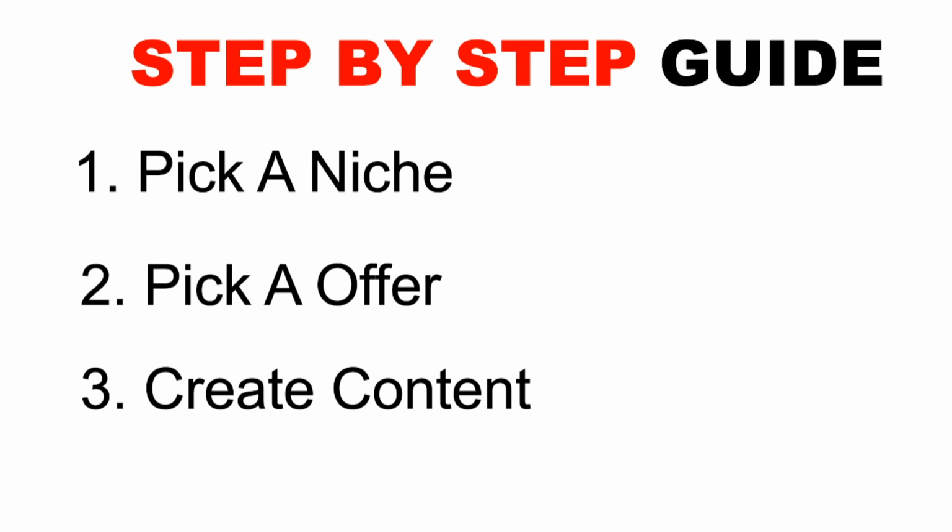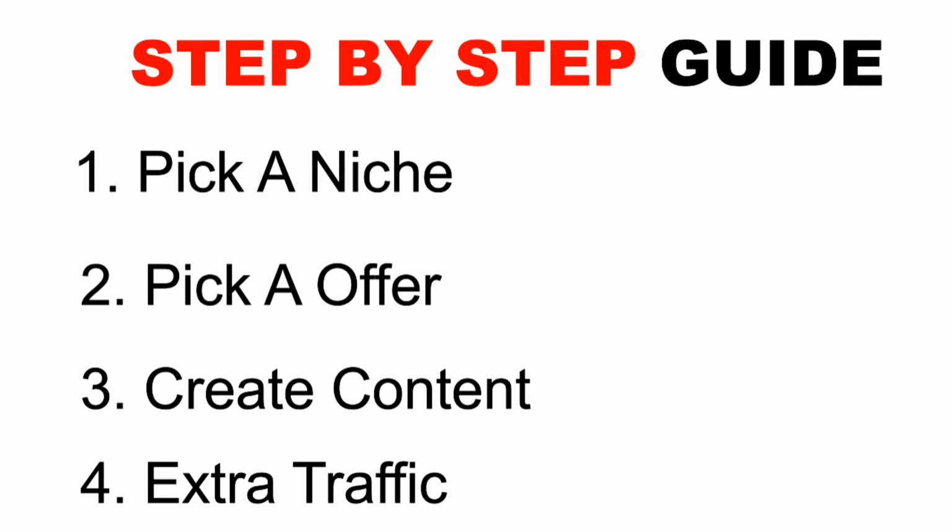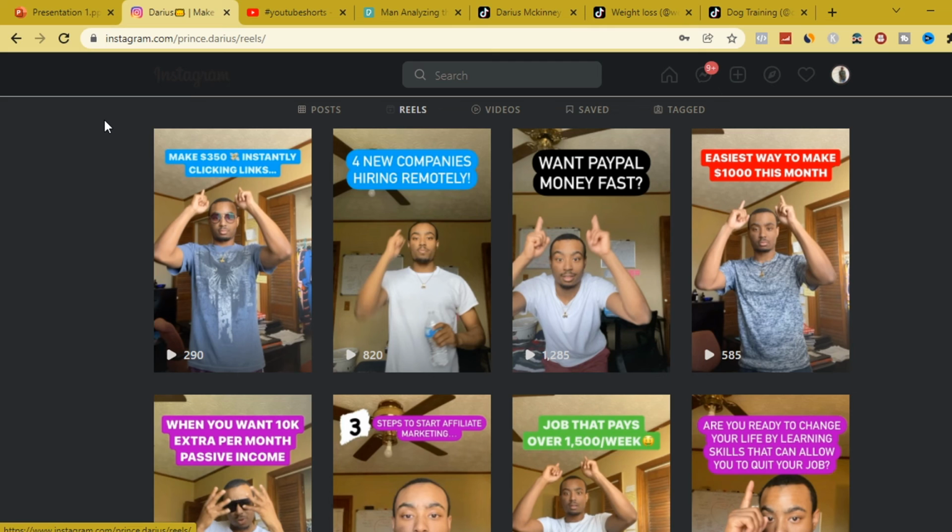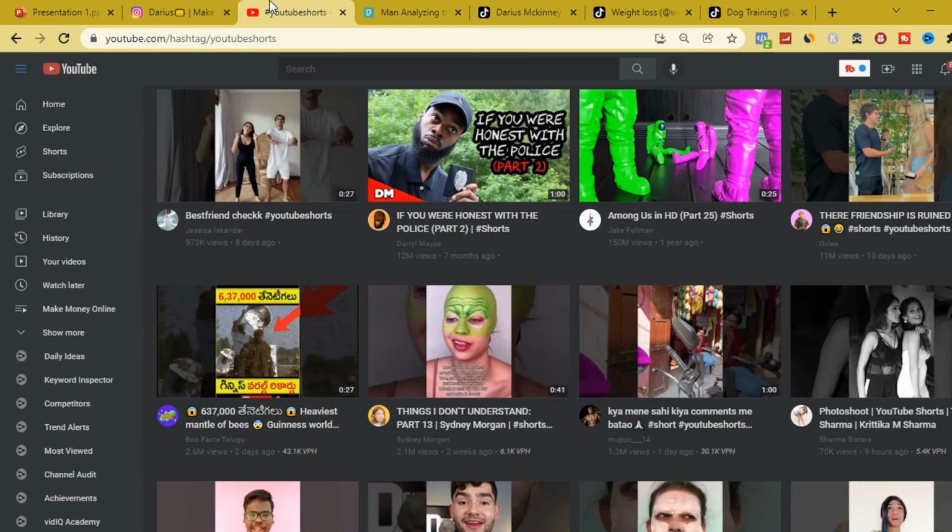So the last step I want to give you on the step-by-step guide is step number 4, which is extra traffic. So what you're going to do is create Instagram Reels and YouTube Shorts. So what you can do is use the same TikTok video that you created and simply post it on Instagram Reels and YouTube Shorts to get extra traffic. So all you got to do is simply copy and paste your video and transfer it to here to get extra traffic to your offer. And you can do this on YouTube Shorts as well.